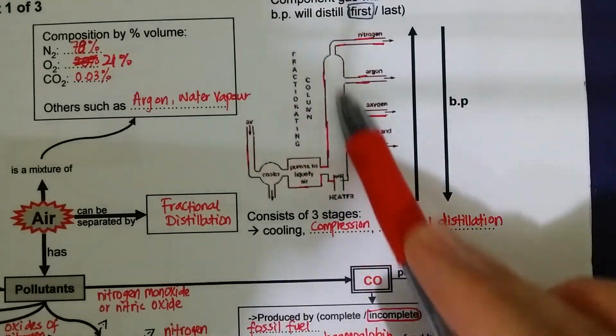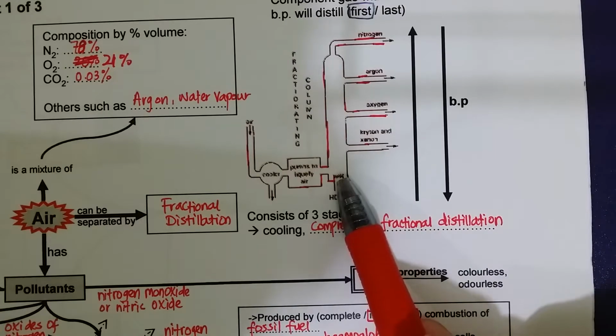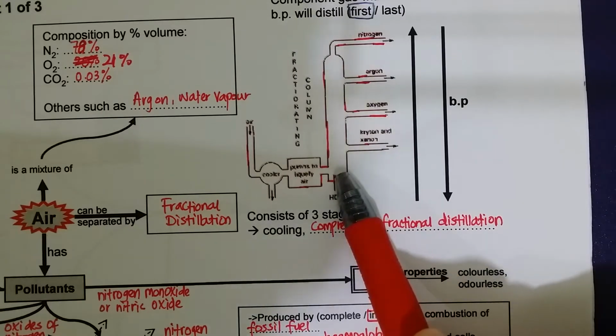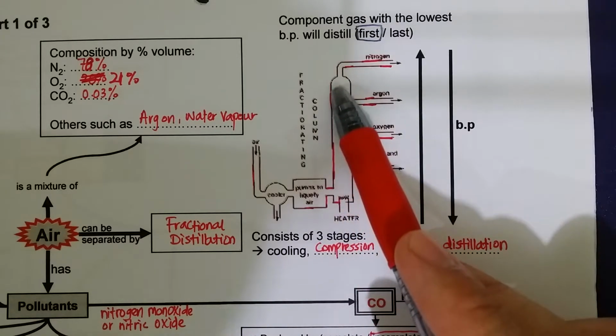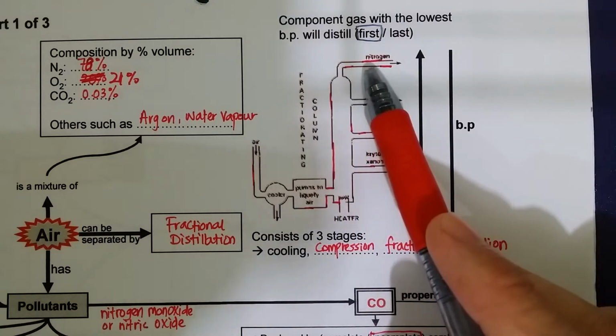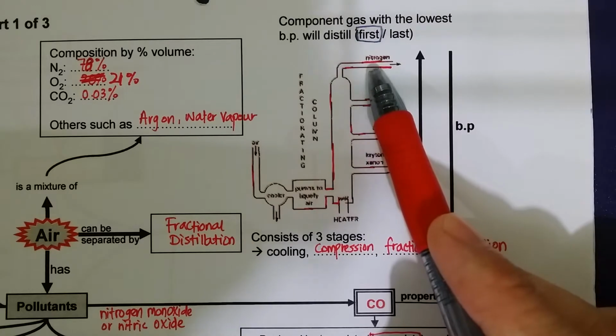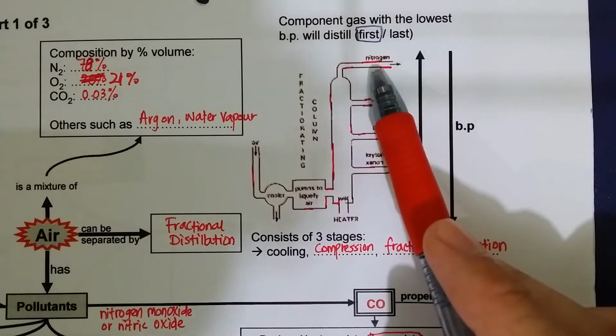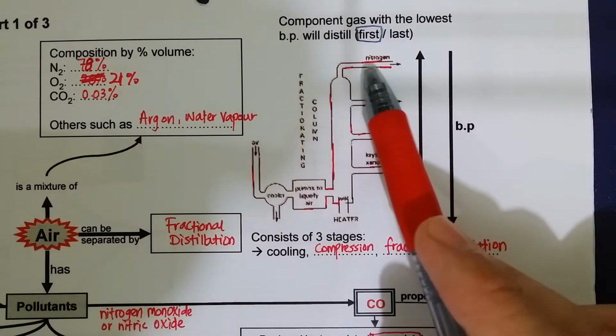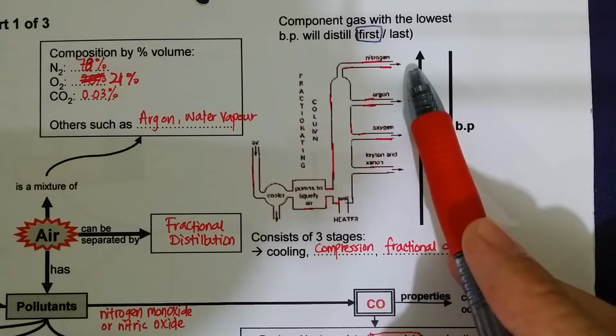Okay, so this is a fractionating column. The component of air which has the lowest boiling point will boil first, and then it will rise to the top of the fractionating column. And this component is nitrogen. So nitrogen is the component of air with the lowest boiling point, and it will distill and get collected first.